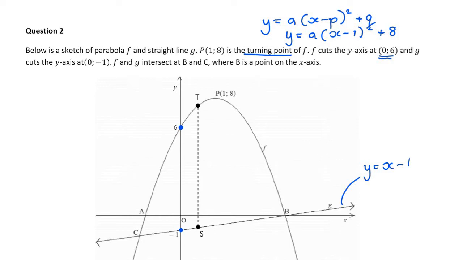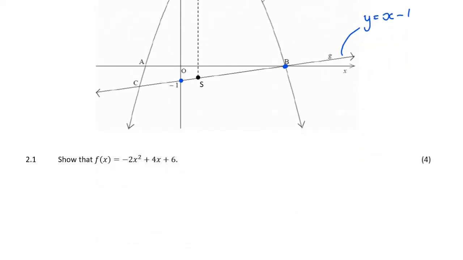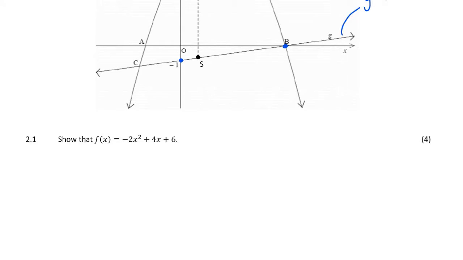It says f and g intersect at B and C, where B is on the x-axis. So that's clearly a shared x-intercept. Okay, let's go read what the question says. The question says, show that f of x equals negative 2x squared plus 4x plus 6.